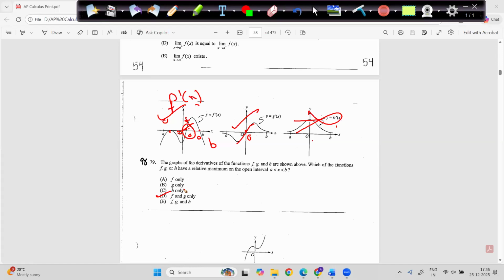Your voice is breaking up. Please tell me once again. Sir, G does not have an... Please tell me. Sir, it's a constant function. Which is a constant function?